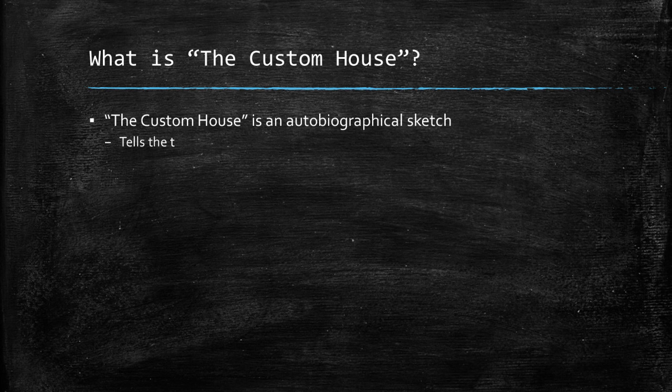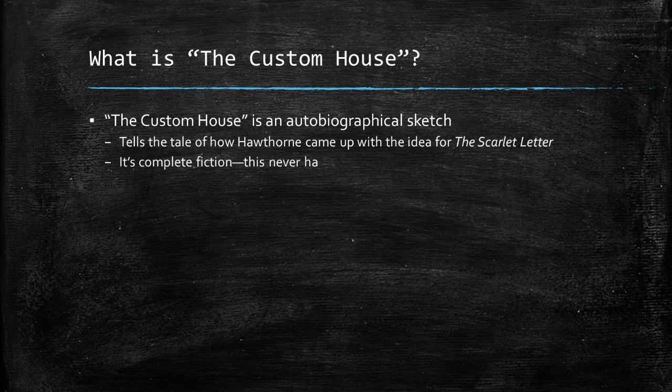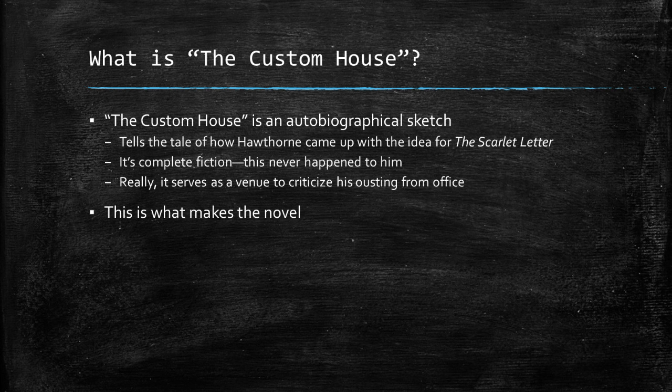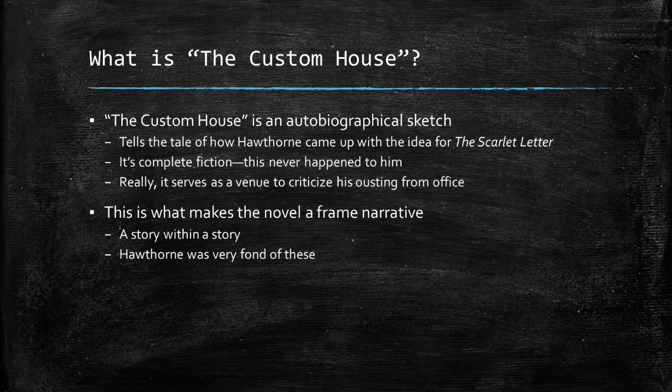The Custom House is an autobiographical sketch that tells the tale of how Hawthorne came up with the idea for the Scarlet Letter. However, even though it's autobiographical, he calls it autobiographical, it is actually complete fiction. The story he tells in the Custom House never actually happened to him. So really it just serves as this venue for him to criticize his ousting from office.